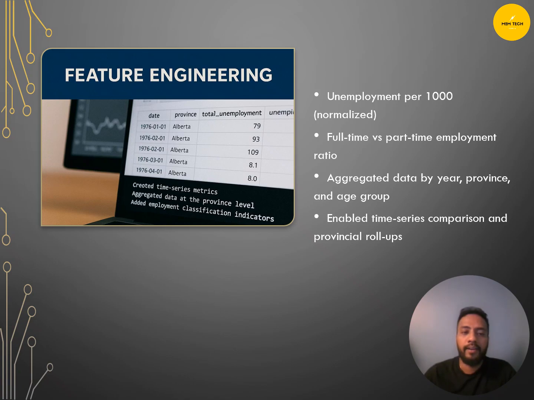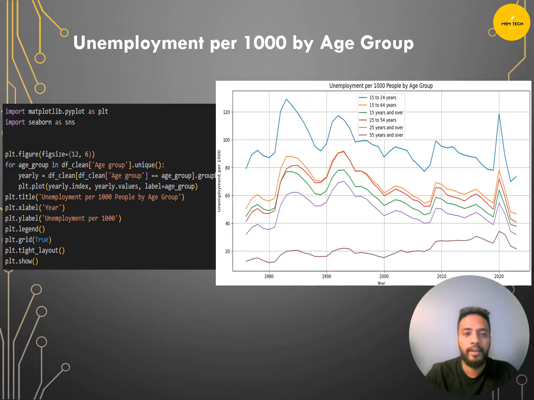I also created new columns in Python based on existing ones to show normalized unemployment and job type ratios. This helped reveal more useful patterns during visualization. I used Python libraries like Seaborn and Matplotlib to create charts and graphs. This included line charts, bar graphs, and heat maps. They help me understand the trends across age groups and provinces over time.